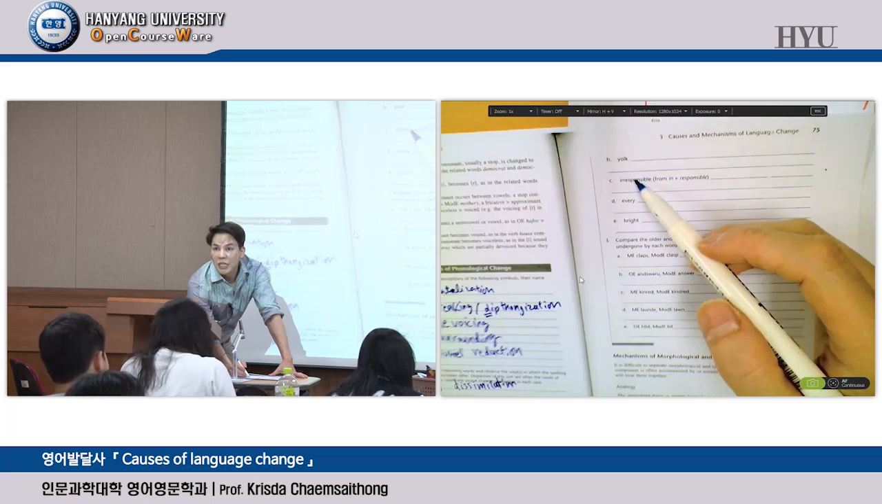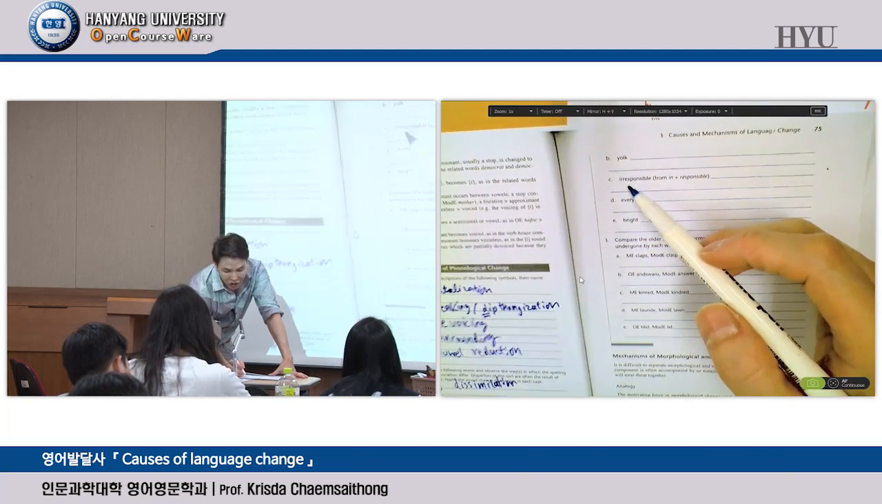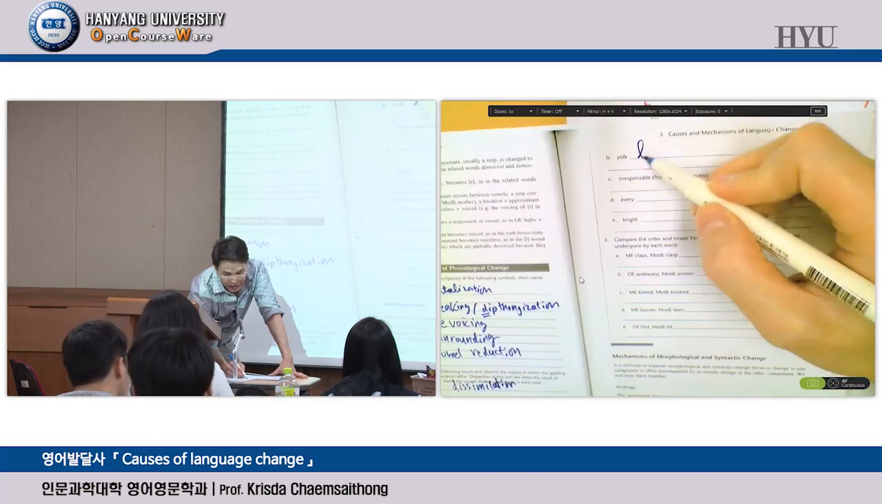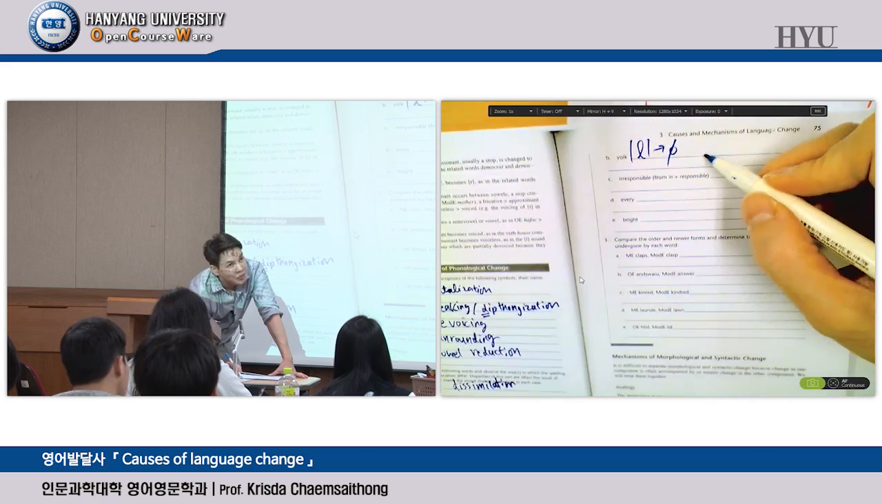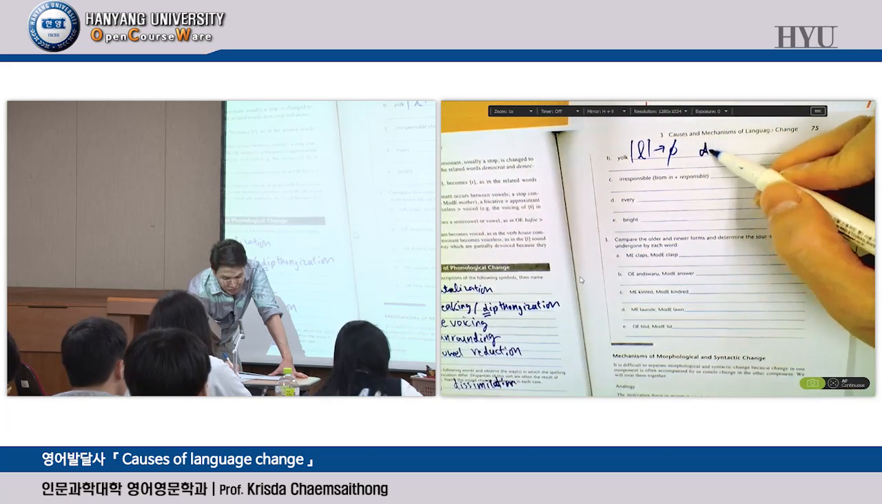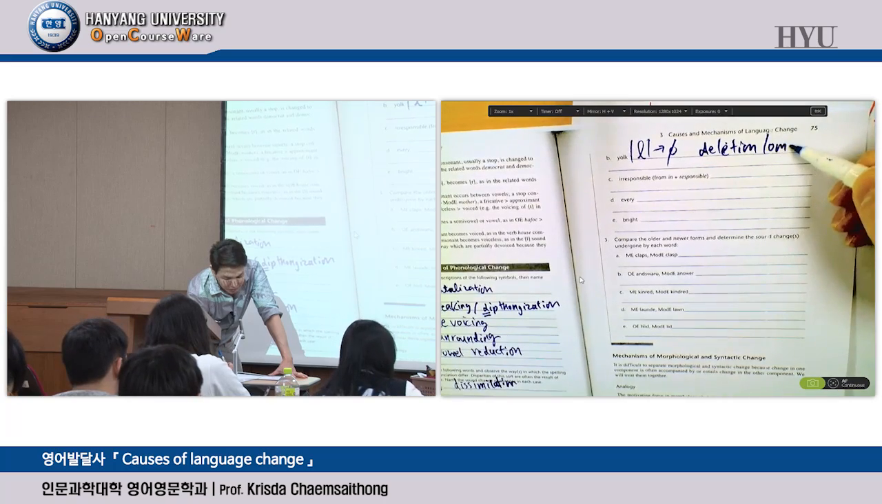Yoke, this one is easy. So who'd like to take this one? Yoke. So L is gone. So L becomes 0 like that, right? So we call it deletion, omission, loss of sound, right? So deletion or omission or loss of sound, same thing.